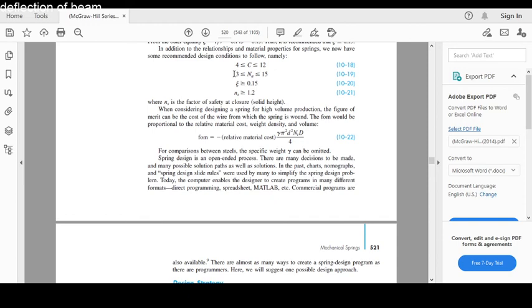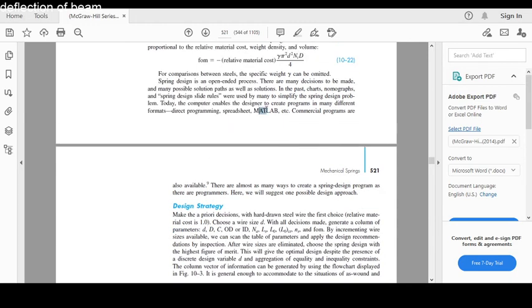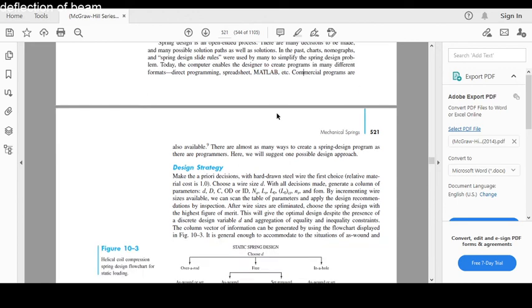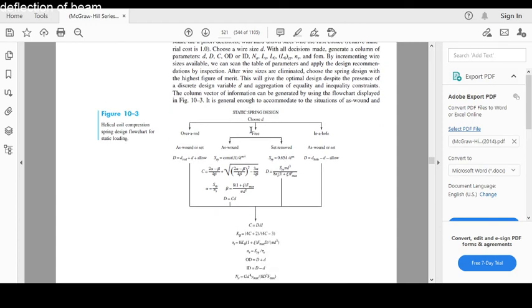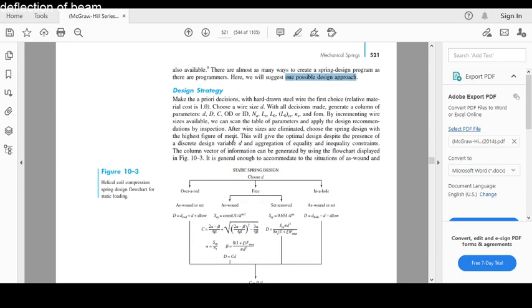Okay, spring design is an open-ended process. Many decisions must be made and there are many possible solution paths as well as solutions. In the past, charts, nomographs and spring design slide rules may be used. Nowadays you have computer programs like MATLAB and many related software, so no problem, you can use them. Therefore there are always many ways to create a spring design program as there are programmers. So we decide, okay, this book will suggest one possible design approach. So this is the design strategy to design a spring.